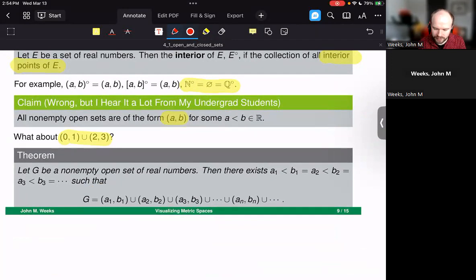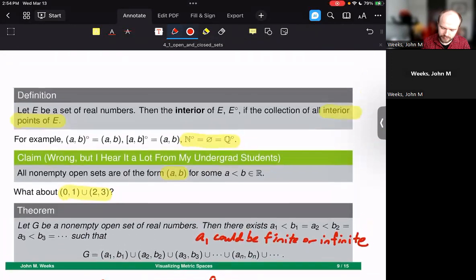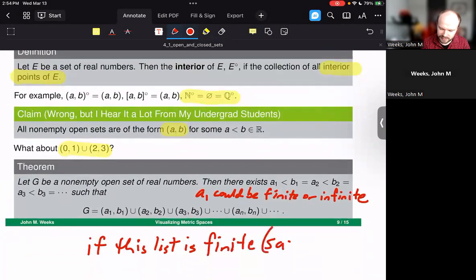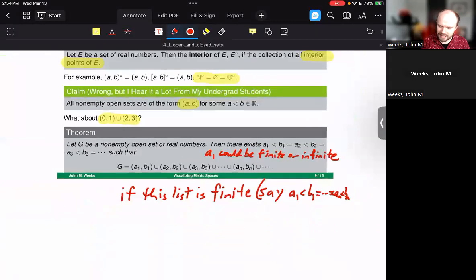Notice here, this a sub 1 could be finite or infinite. And then if this list is finite, say a sub 1 less than b sub 1 is less than or equal to a sub n is less than b sub n, something like this. Then we can say that this list, then b sub n can also be finite or infinite.